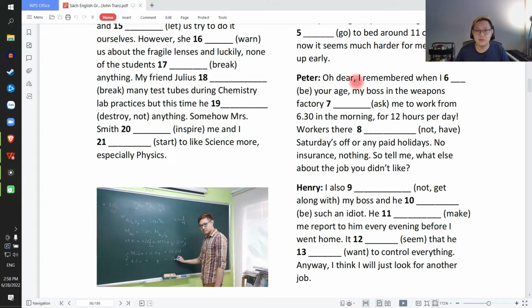Oh dear, I remember when I was your age, my boss in the weapons factory used to ask me to work from 6:30 in the morning for 12 hours per day. Workers there didn't used to have Saturdays off, or any paid holidays. No insurance, nothing. So tell me, what else about the job didn't you like?